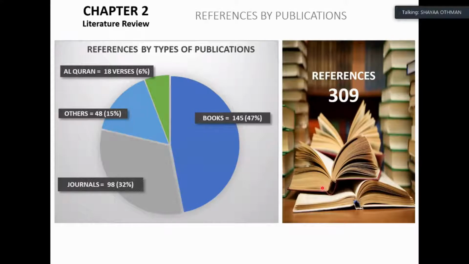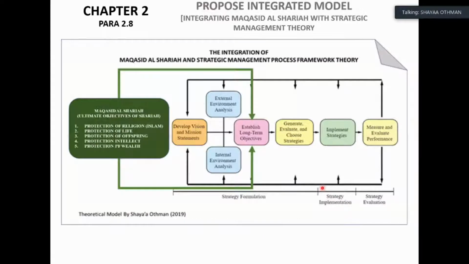Also, since Maqasid al-Sharia is our main, overriding objective, we should also refer to the Quran. The Quran is full of wisdom, principles, and guidance for us to do research. So this is an example of a model created. This is a strategic model.